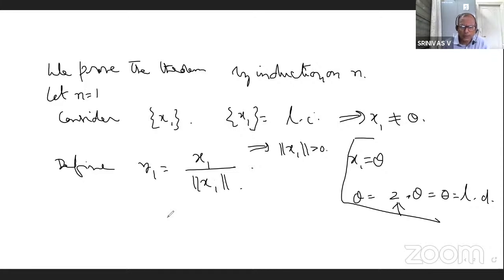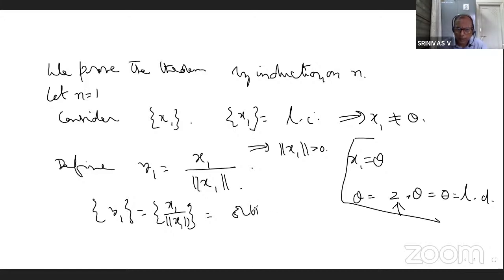Now consider y1 alone, x1 by norm x1, the set consisting of y1 alone. This singleton has only one element. We assume that it is orthogonal. If you have more than one element, say a minimum of two elements, then to check whether the set is orthogonal, you have to consider their scalar product and check whether it is 0. But you don't have the second distinct vector. So by definition, we assume that this singleton is orthogonal.